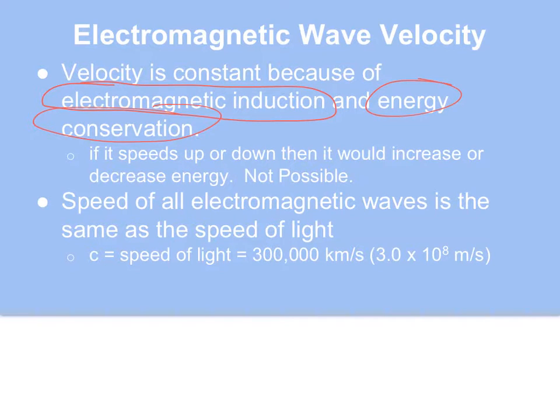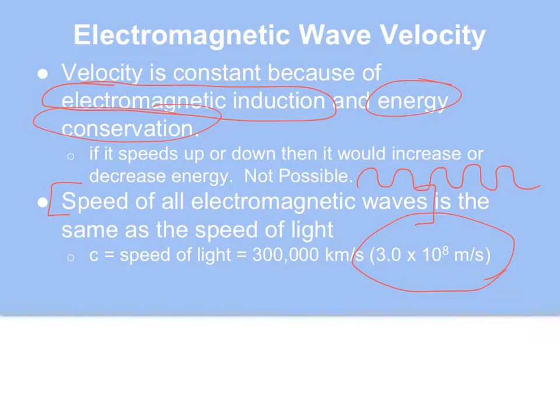The energy from the magnetic field is going to create the electric field. That energy from the electric field is going to create the magnetic field. So there's no rise or fall in energy because of the conservation of energy. Therefore, if there's no rise or fall in energy, the wave isn't going to speed up or slow down. It's going to go at a nice constant velocity. So that's why we can give all electromagnetic waves the same speed, which is the speed of light.